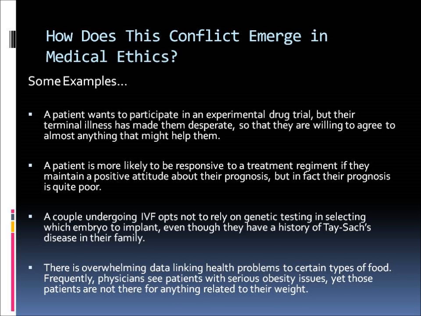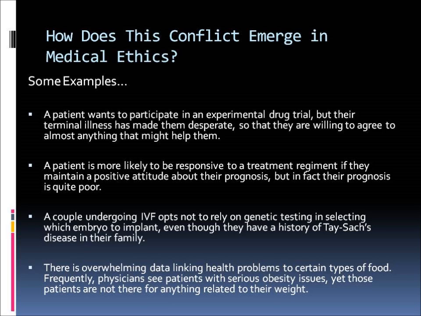A third possible conflict: suppose a couple is undergoing in vitro fertilization, and as part of the process of embryo selection, they opt not to use any genetic testing in selecting which embryo they want to have implanted. And suppose that the couple has a history of Tay-Sachs disease in their family. Tay-Sachs is an extremely serious condition. Google it. It's quite horrifying. Prognosis is virtually terminal 100% of the time. There's no cure. There's really no effective treatment. It's degenerative. It's progressive. It typically kills those who have it fairly early in life, although there are cases of adult-onset Tay-Sachs.